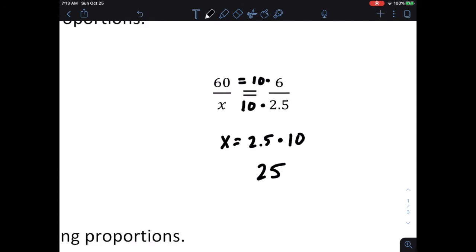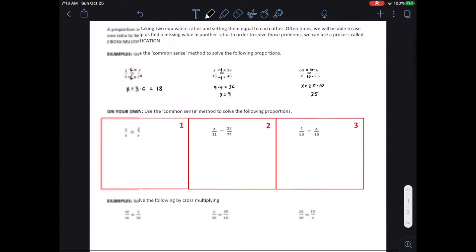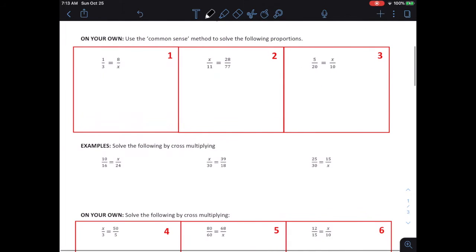There are 3 that you need to try on your own here. So go ahead and try those 3 on your own, and when you are done with those, you can continue the video. And remember, these 3 problems are in a red box, so those are 3 problems that you need to enter your answers for in Schoology.